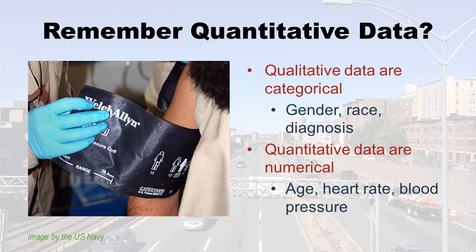So remember, I'll just remind you, qualitative data are categorical. So that's like gender, race, diagnosis, where you put individuals into categories. And quantitative data are numerical. Remember, like age, heart rate, blood pressure. Now, I just want to calibrate you to the idea that this whole frequency table thing is about quantitative data. And so this entire lecture actually is focusing only on quantitative data and not qualitative data. Alrighty?